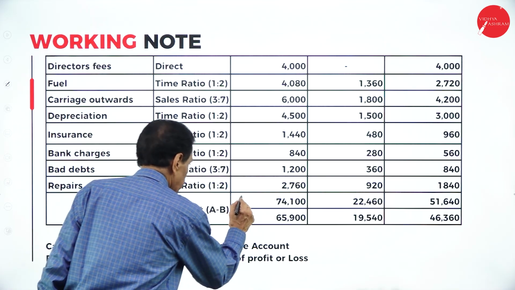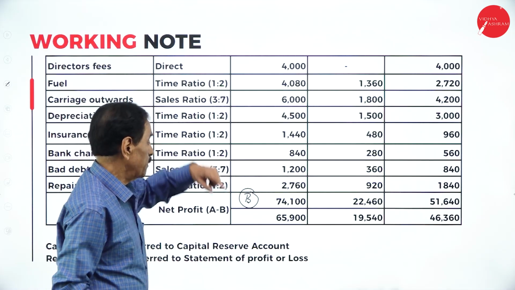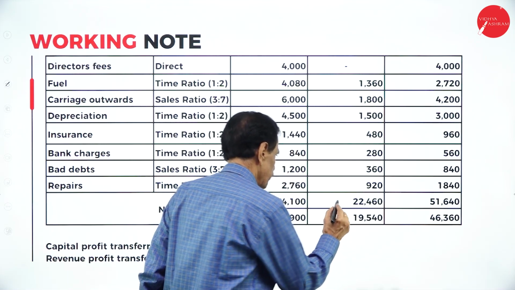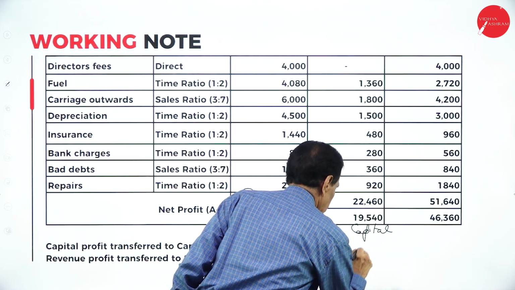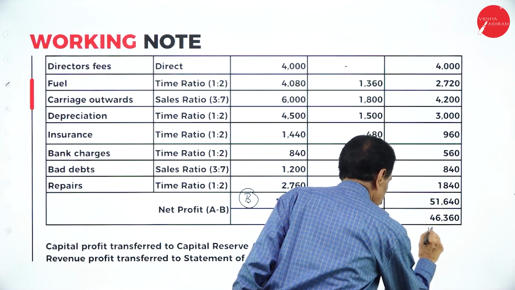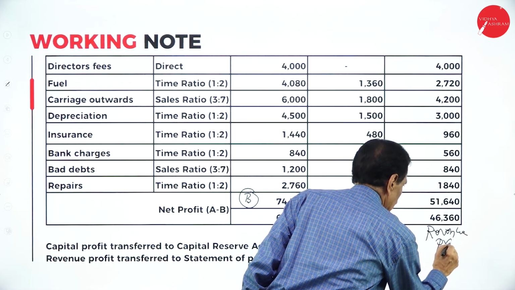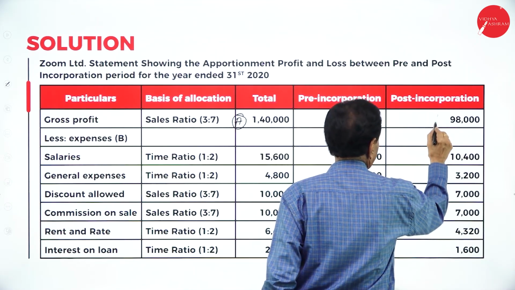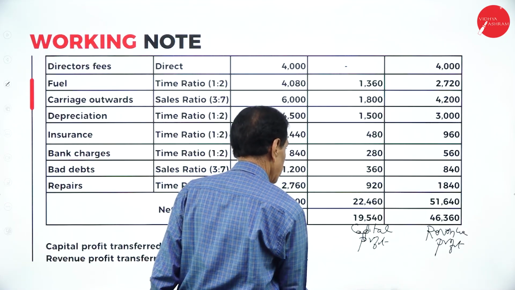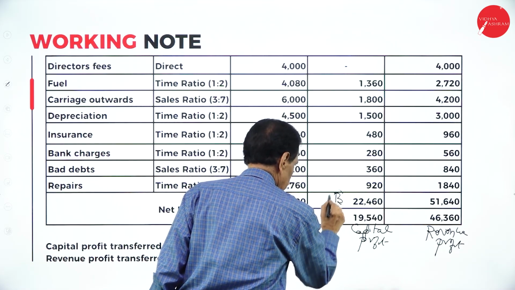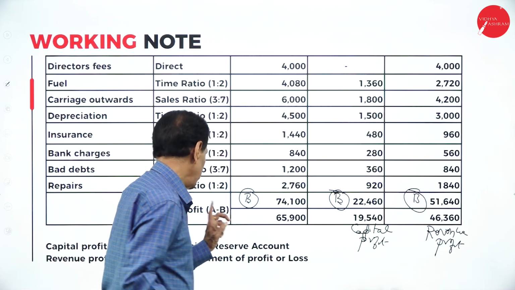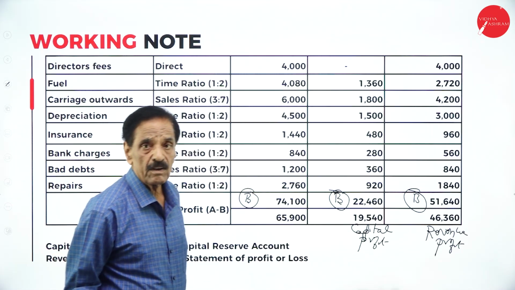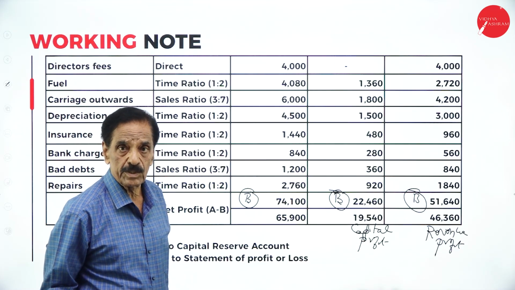This is your B. Then from the total, if we deduct B from A, this is your total profit. This is capital profit. This is your revenue profit. You call this as A, total. All this goes to A. All this goes to B. This goes to B, total. Now, net profit 65,900. Out of the 65,900, 19,540 goes to capital profit. 46,360 goes to revenue profit.